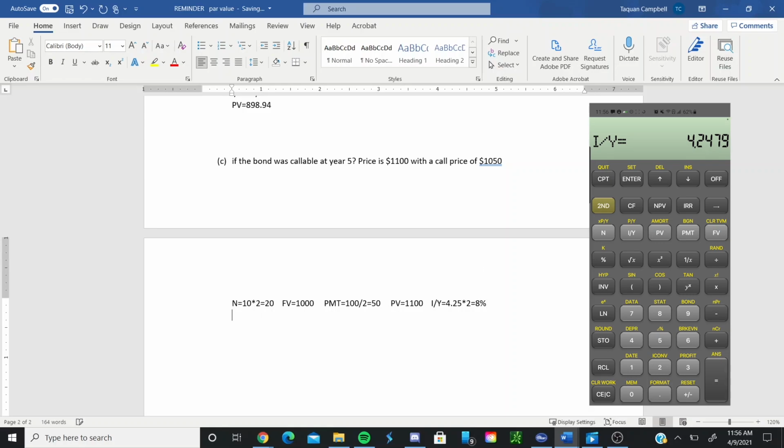Boom. So now we're going to find the price at which the bond is callable. So annual equals 5, since it's callable in 5 years, times that by 2, we should get 10. Our new FV, since the bond is callable in 5 years at a price of $1,050. So the bond is callable in 5 years with a par value of $1,050. Our payments remain the same at $50 semi-annually. And then our PV remains the same at 1,100.